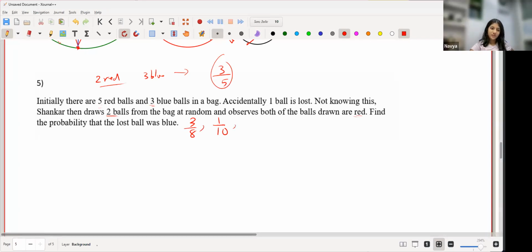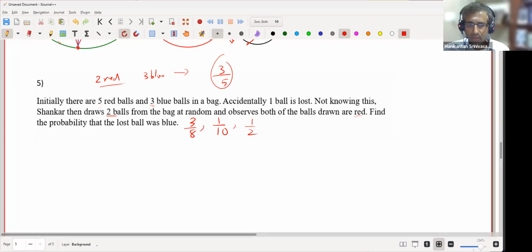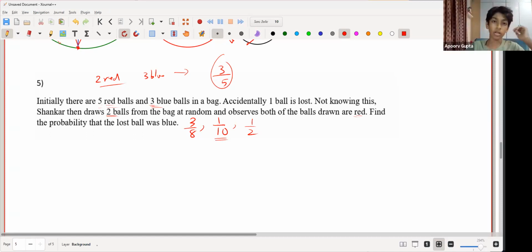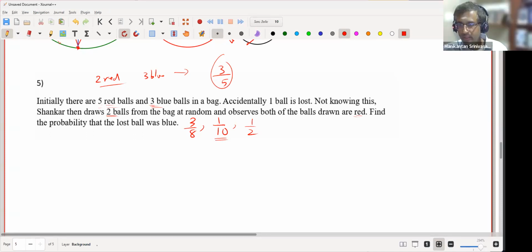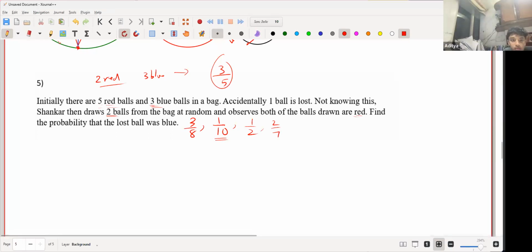So I just got half. Okay. So yeah, 3/8 might still be the right answer for a different reason. But 1/10 seems very small, no? 5 red balls and 3 blue balls, it's not that small. So 1/10 is a very low probability, I feel. Intuitively, it feels low. Okay, Aditya, what did you get? Your hand is up as well. 2/7. Okay, all right.